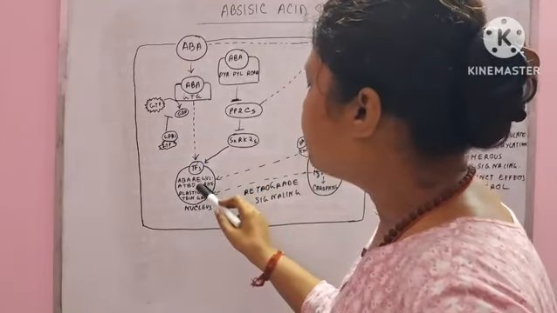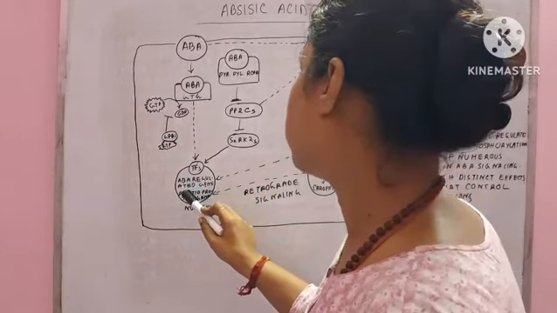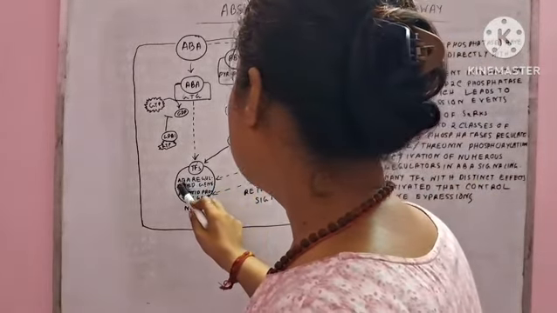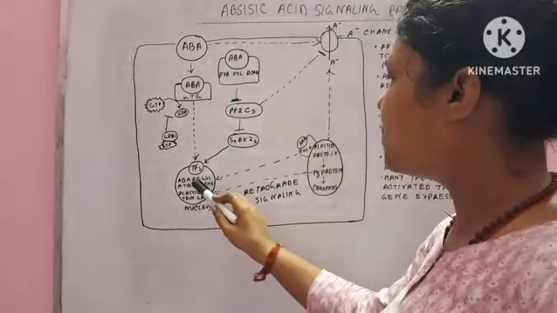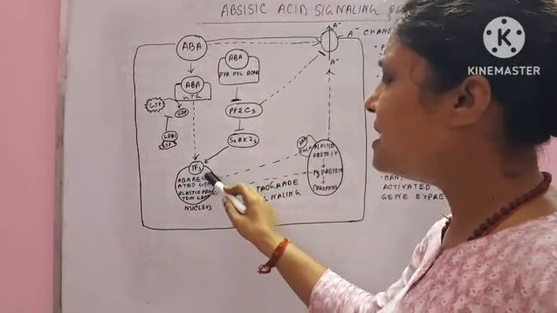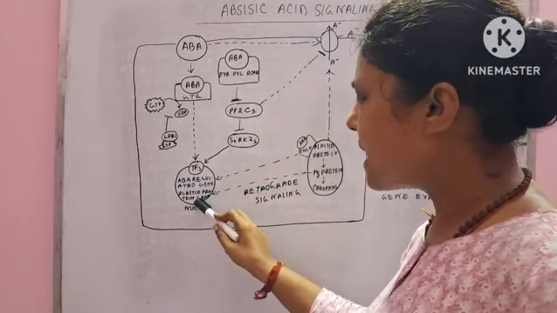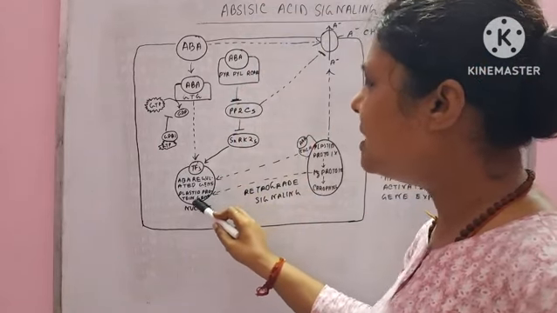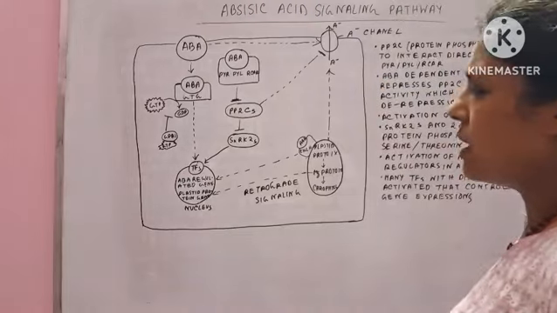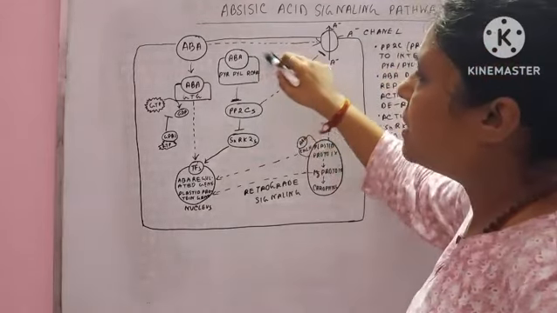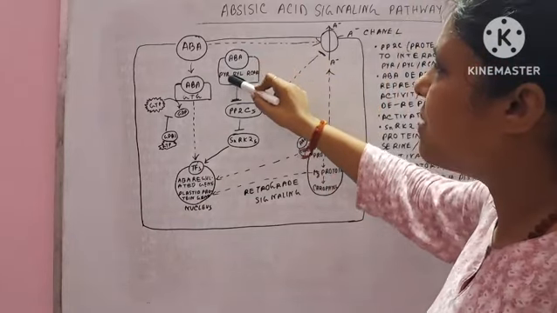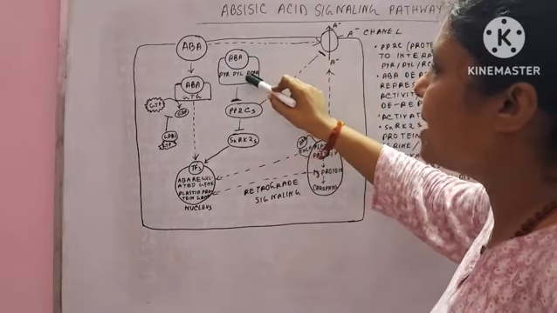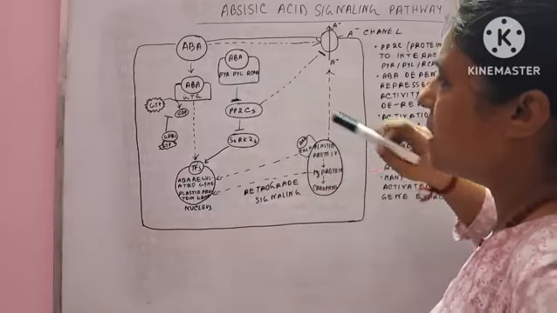Clear? The first one is the ABA regulated gene. This becomes expressed, and the second is the plastid protein related genes. Then the second part: what is happening when ABA binds with the receptors PYR, PYL, and RCAR.